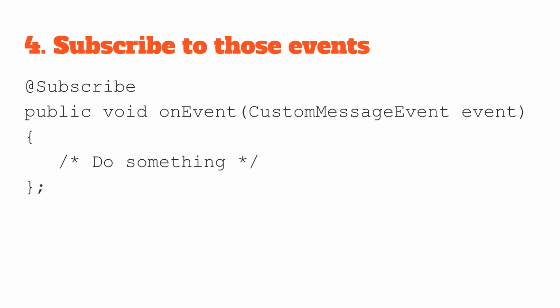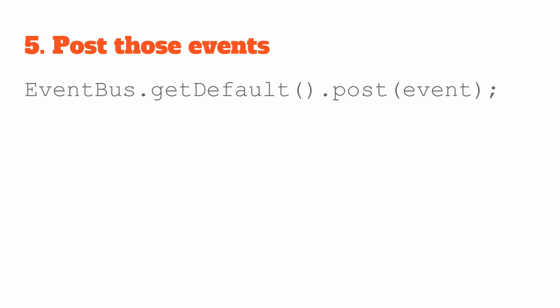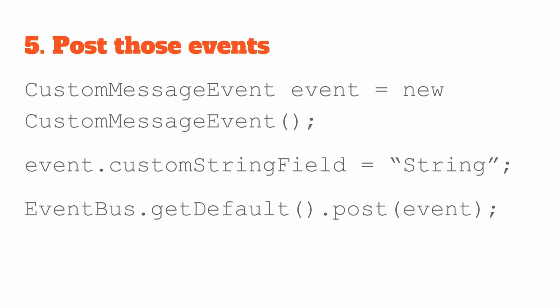In our custom message event class, we're just going to have a string in there that we can set, and then that passes back through EventBus to our main activity. Finally, in our child activity, we need a way to generate that event. So what we're going to do is create an instance of our custom message event, call new on it. And then if we have any custom fields, such as this custom field string, we're going to set that value and then use that to post to EventBus.